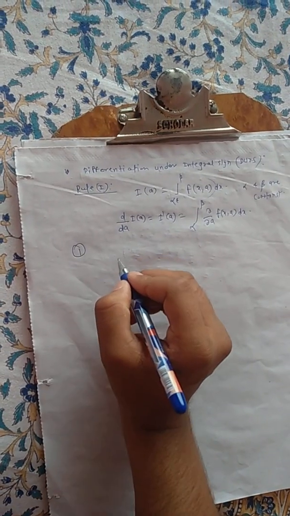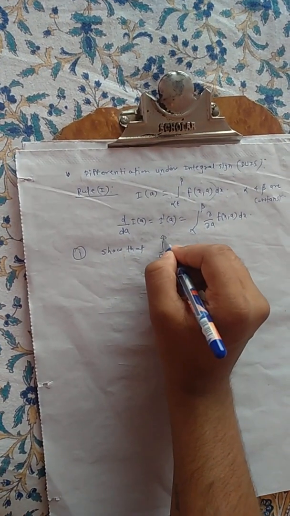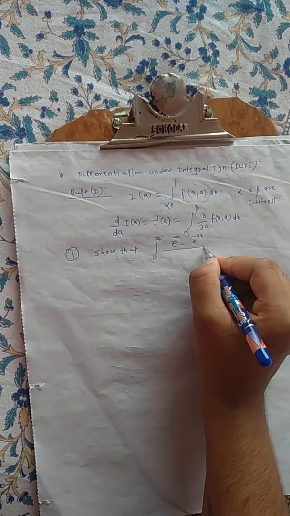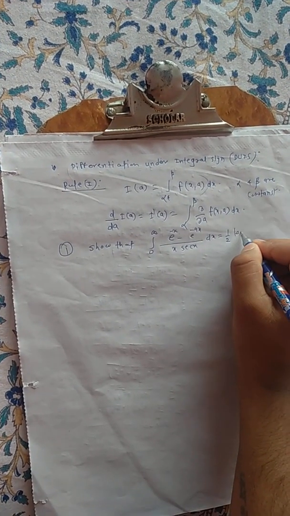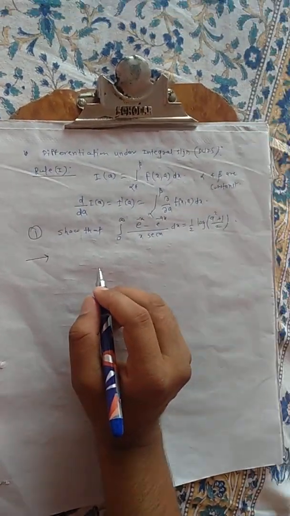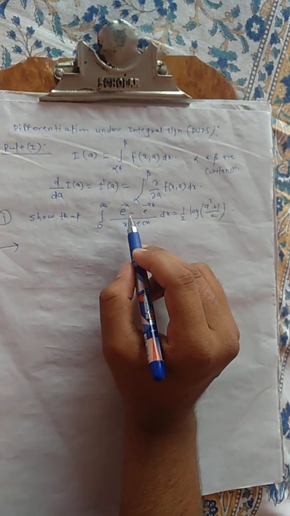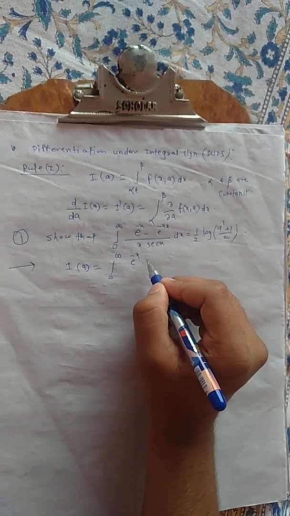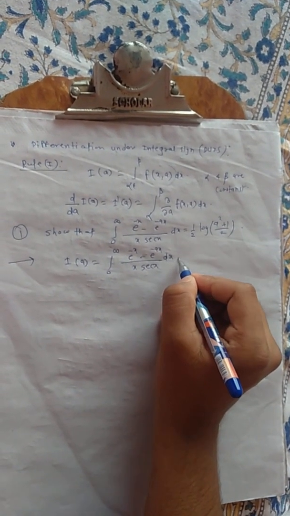Considering the first problem, show that the integration from 0 to infinity of (e raised to minus x minus e raised to minus ax) upon x into sec x dx is equal to 1 by 2 log of a square plus 1. Fine. Now I will consider this integration: I of a is equal to the integration from 0 to infinity of (e raised to minus x minus e raised to minus ax) upon x sec x dx.